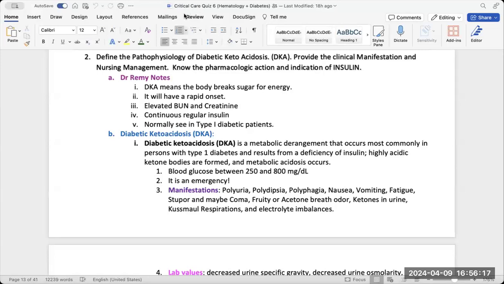And it's usually due to the fact that for type 1, especially, they ate and they didn't take their insulin. If they ate and they didn't take their insulin, their sugar is going to rise very, very quickly because their body has no mechanisms to control sugar levels whatsoever. Diabetic ketoacidosis is going to also affect the kidneys. So we want to check for the BUN and creatinine levels. And these patients only get continuous regular insulin. And that's because regular insulin is a short-acting insulin and it is the only insulin that works via IV. That is why we give it to patients with diabetic ketoacidosis so we can quickly lower those sugar levels.